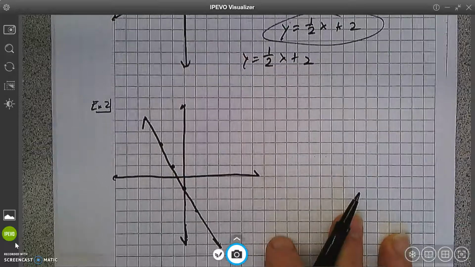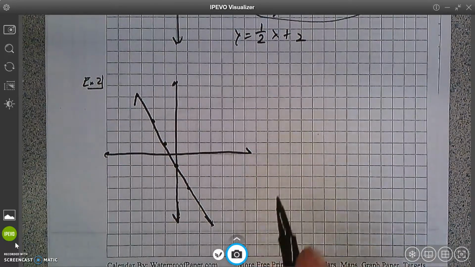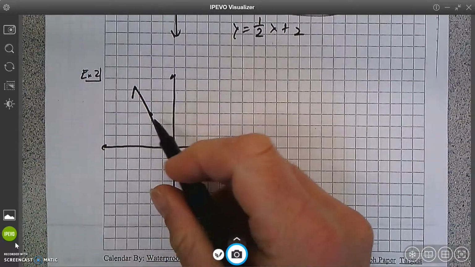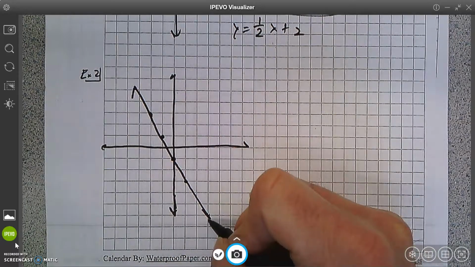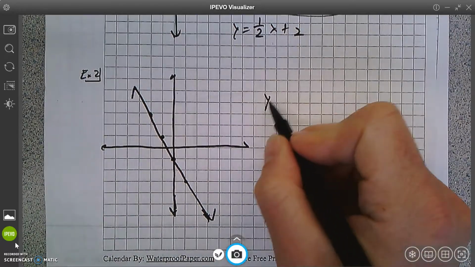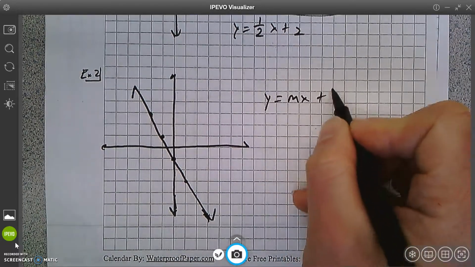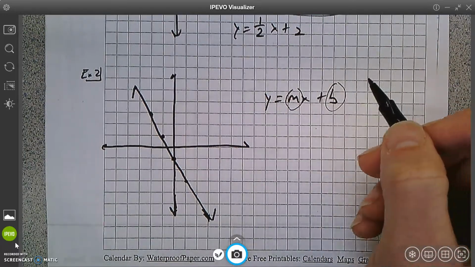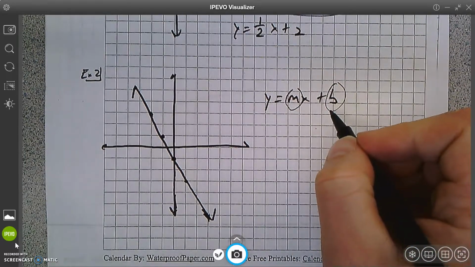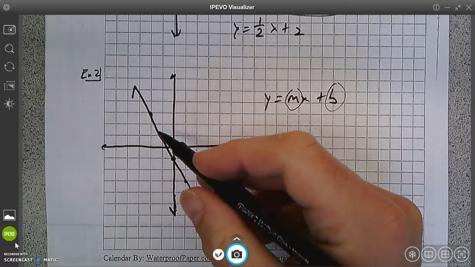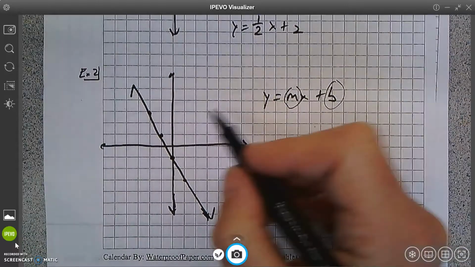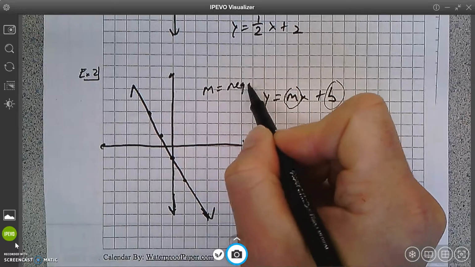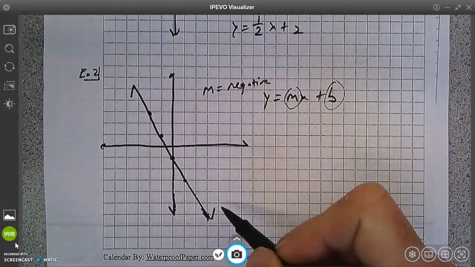So here, check this one out. Example 2. Copy this one in your notes. Pause the video. Get those points correct. All right, cool. So y equals mx plus b. M is the slope, and b is the y-intercept. So I'm going to try and do this without a chart, okay? I know that the slope is downhill, so the slope is going to be negative.